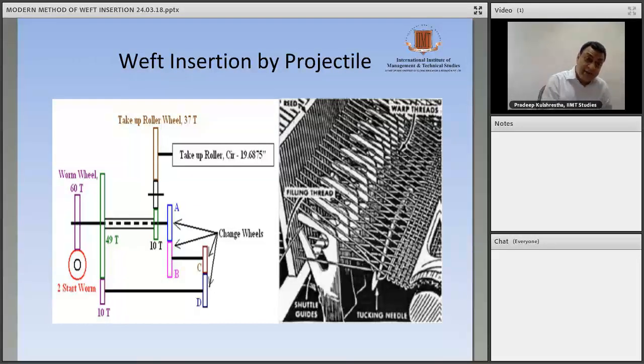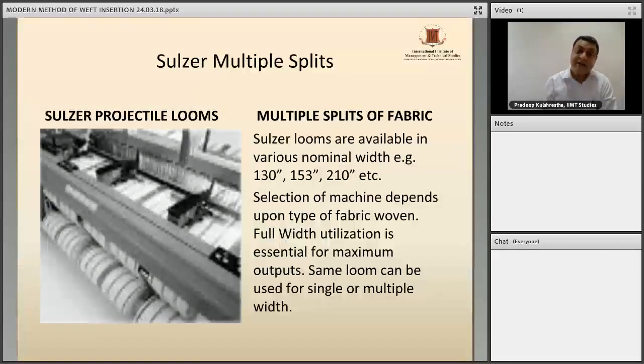Now, as I told you, safety is very important. So these are the guide teeth. A projectile travels through these guide teeth without any metal-to-metal touching, otherwise sparks will occur or they may break. So alignment is there, settings are there. After doing the setting, weaving is very smooth.